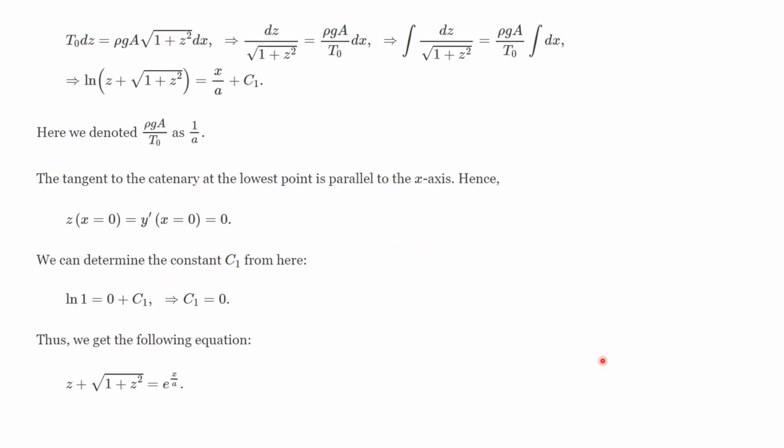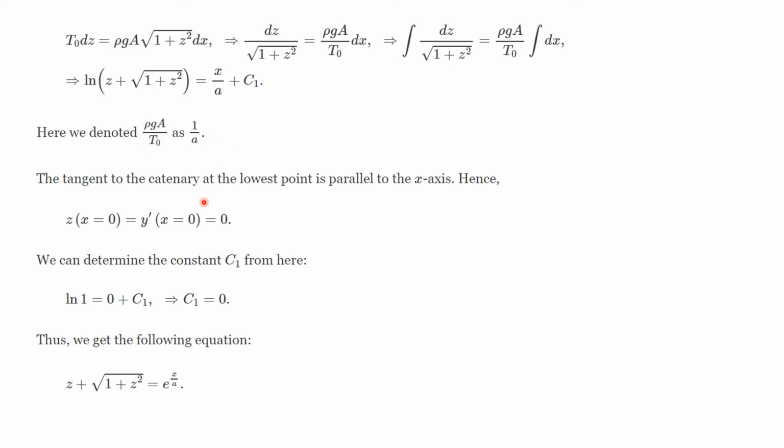Let's go back to where we had separated variables, so now we integrate this side. We know that this is this, and when you integrate dx, you get x, and we're going to call this constant 1 over a, and then we have plus c1. So we've just integrated both sides, and again we called that constant 1 over a.